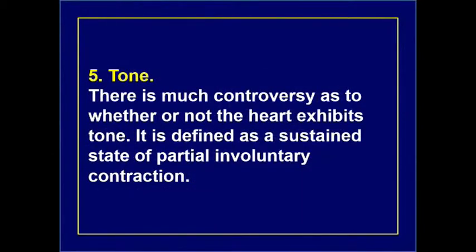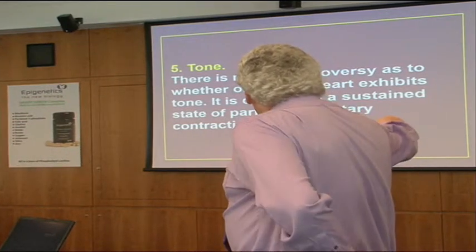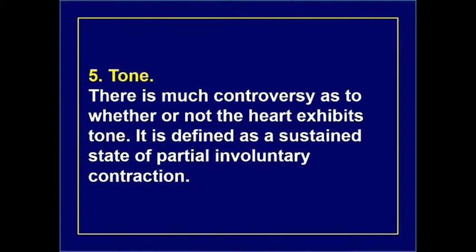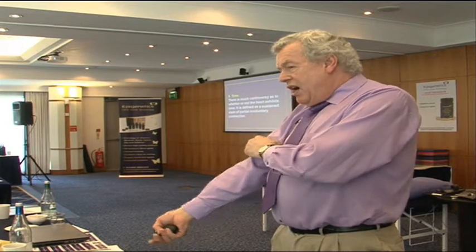And there's some argument about whether the muscle tissue in the heart has tone. So whether it has tone or not. It is defined as a sustained state of partial involuntary contraction. So muscle tone is when you feel a muscle and it feels nice and firm, but not flaccid. When it's flaccid, it's lost its tone, hasn't it? And this is the question of whether the heart muscle has tone in the first place.